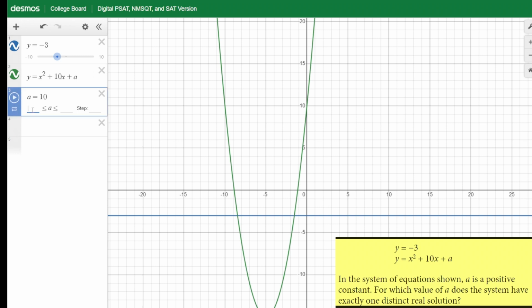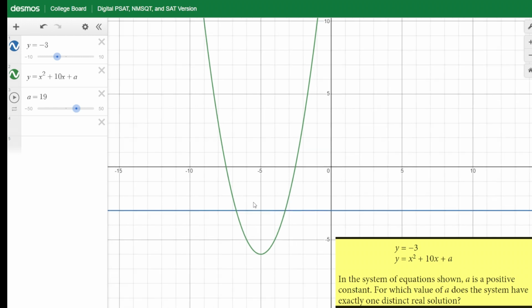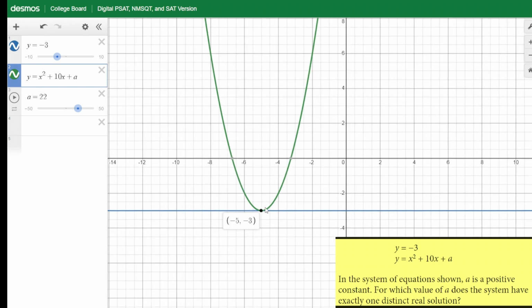So what we need to do is change the bounds of the slider. So let's make it -50 to +50 here. Okay, and we don't need to do anything to the step. So now as we increase further and further, we will also zoom in, and as we're getting closer, right here at a equals 22 is where both these graphs are meeting at a single point. And so that's going to be our answer, which is a equals 22.